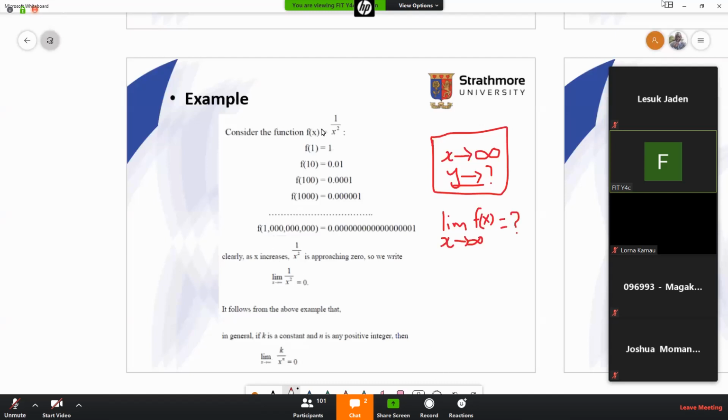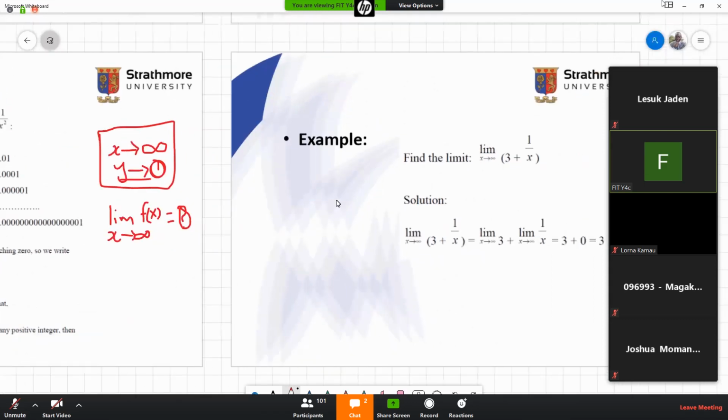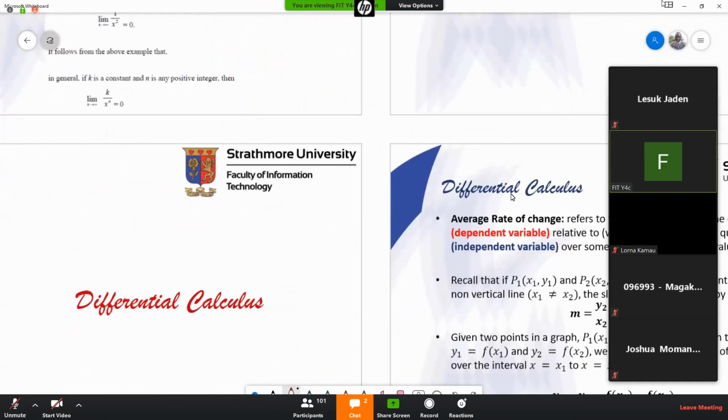Fine. So we can plug in some numbers and actually see 1 over 1 squared is 1. 1 over 10 squared is this number. So the number gets smaller and smaller and smaller. So we can just conclude and say the limit as x approaches infinity of this function is equal to 0. It means as x is approaching infinity, then y is getting closer and closer to 0. It's approaching 0. That's the definition. So finally, I think now I'm done with limits. The rest is just revision.